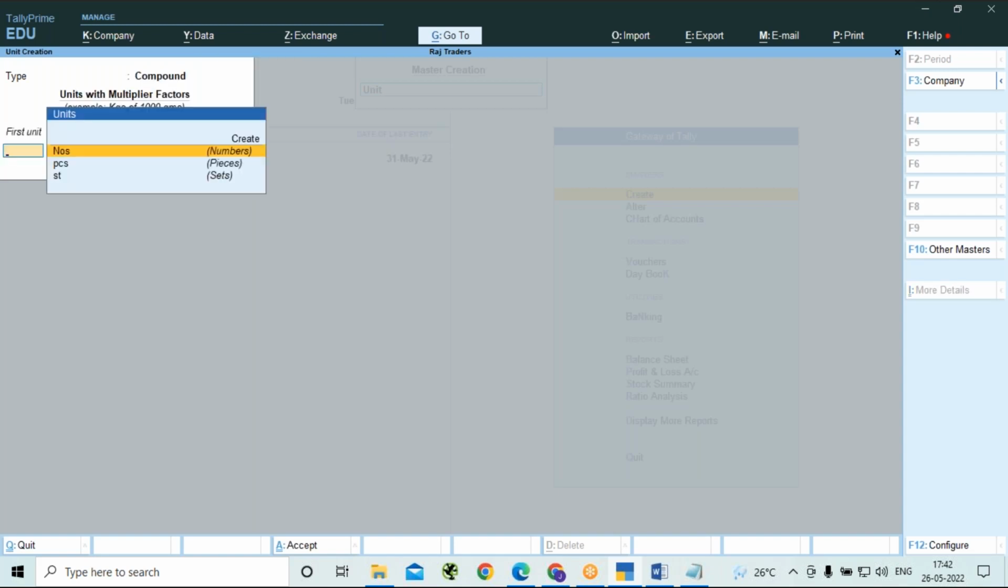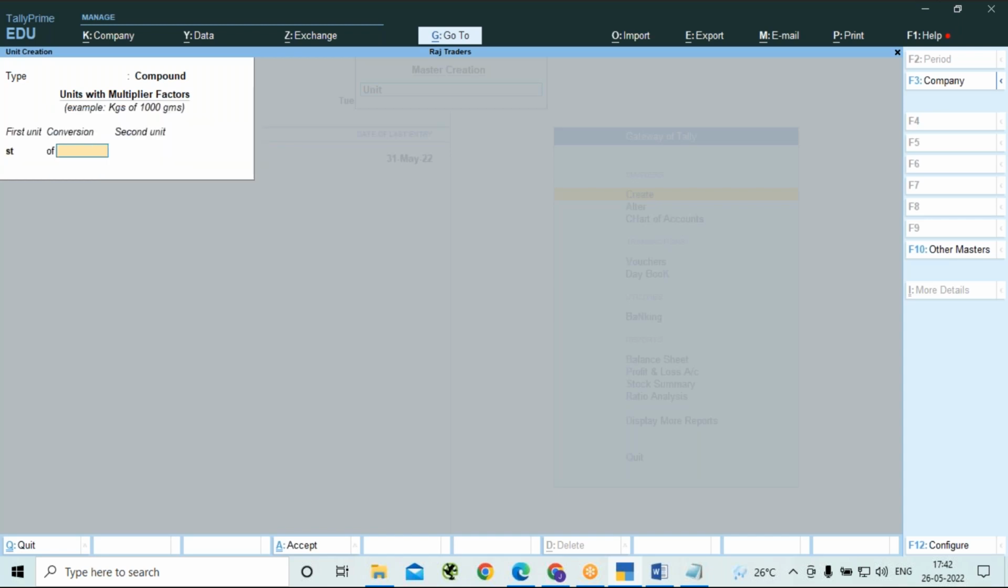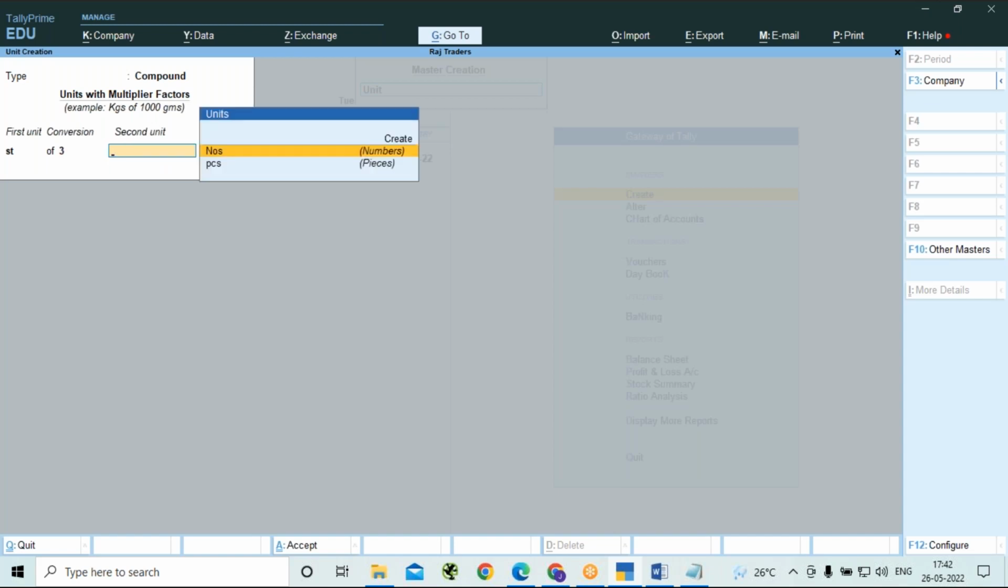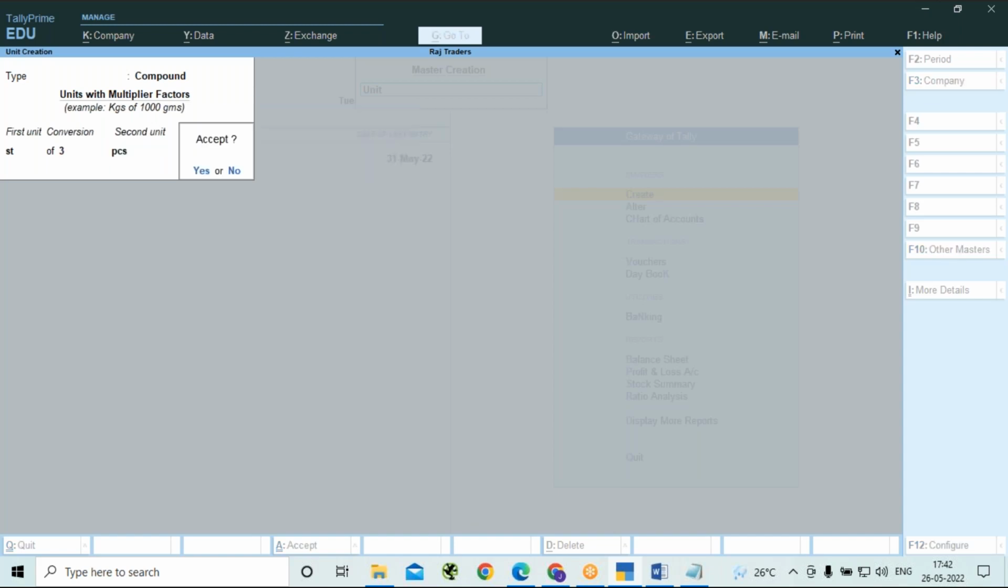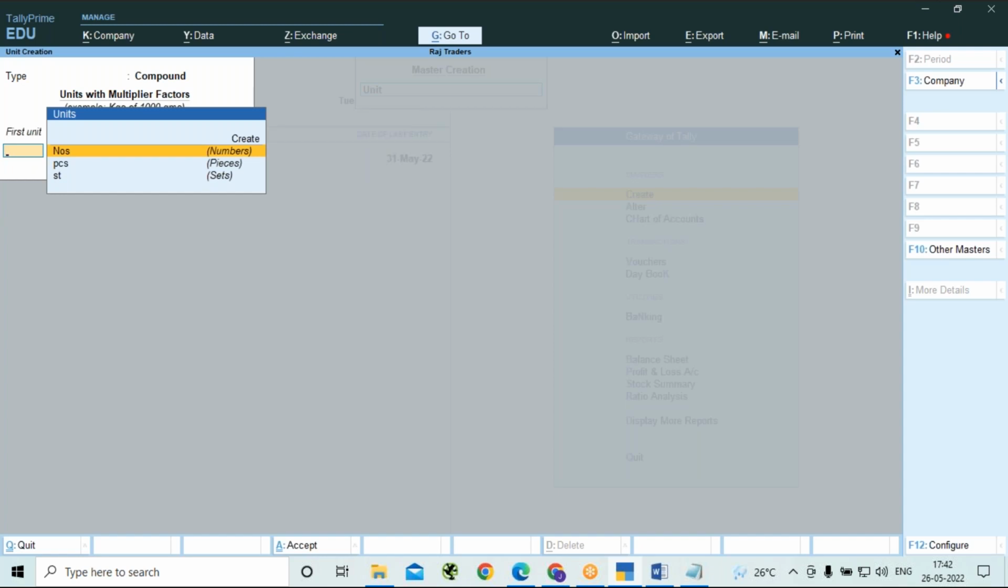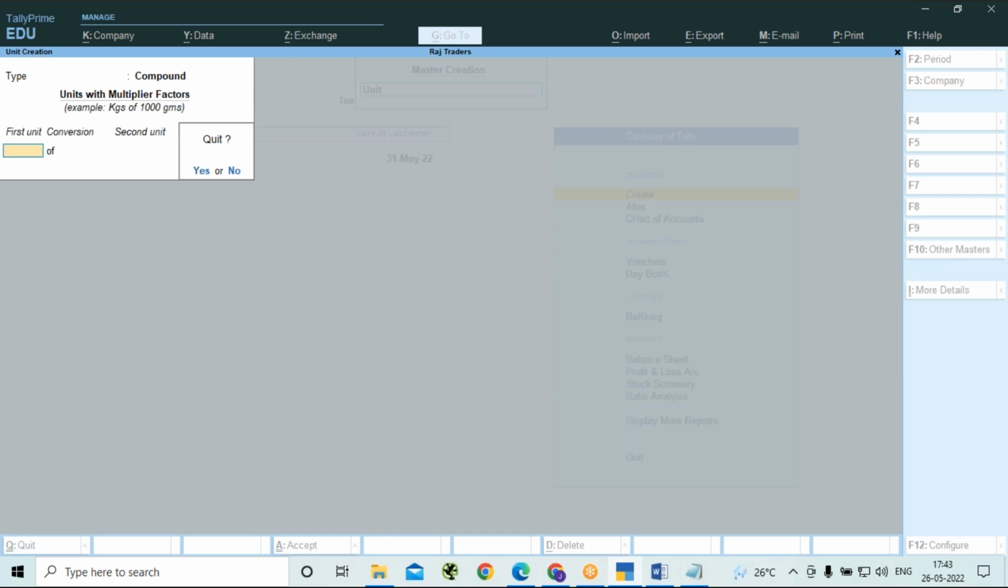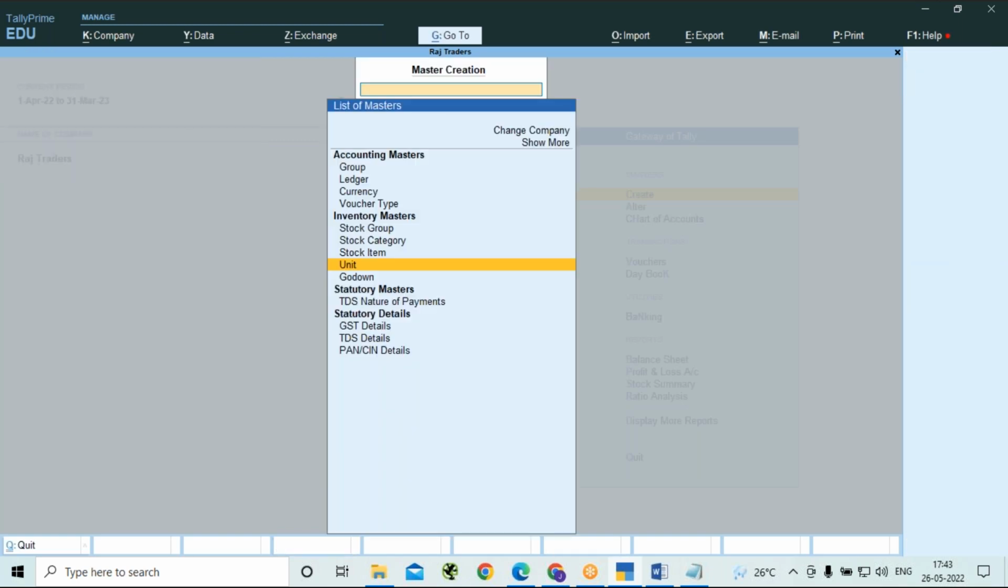The first unit is the base unit. So commonly, with what unit of measurement do you make the transaction? It will be through set. So one set, what is the conversion factor? That is 3. I have to give the number over there, and the second unit will be pieces. So that means it is one set of 3 pieces. This is how you are supposed to create the units of measure. Is that clear?